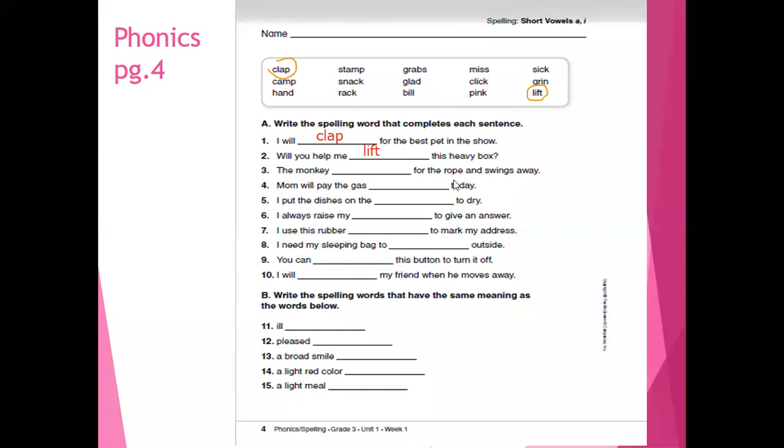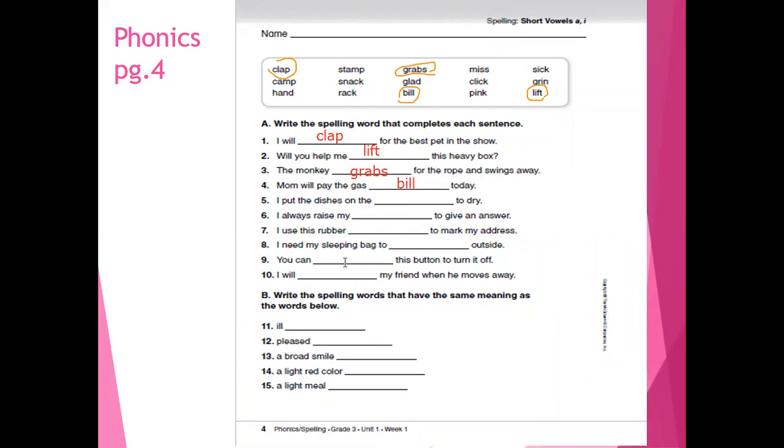Here we have the monkey grabs the rope and swings away. What did he do? Grabs, that means he takes. So let's write grabs. The monkey grabs the rope and swings away. So let's put grabs. Here, mom will pay the gas today. She will pay the bill because we should pay for the bills. So let's write bill. Mom will pay the gas bill today.